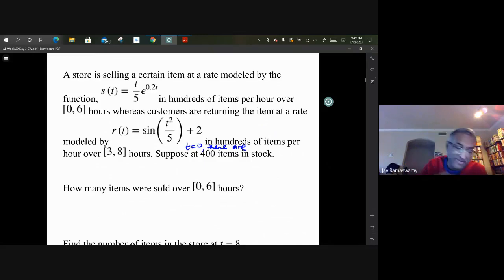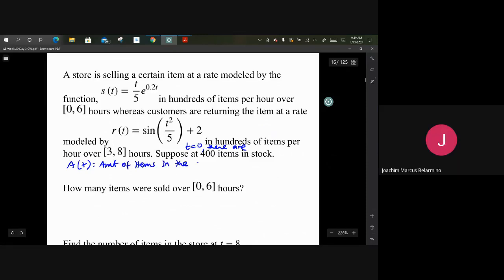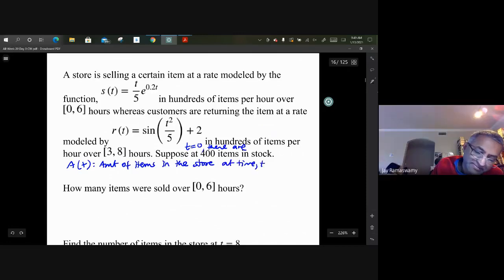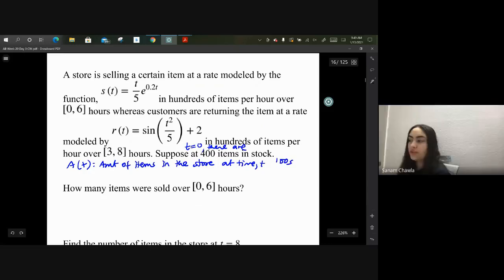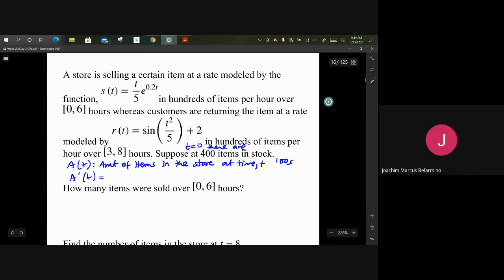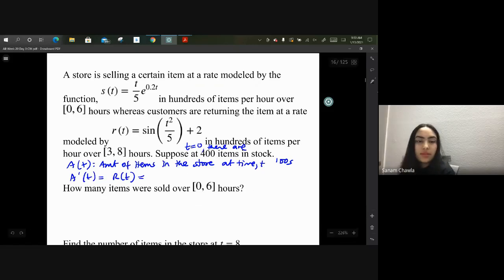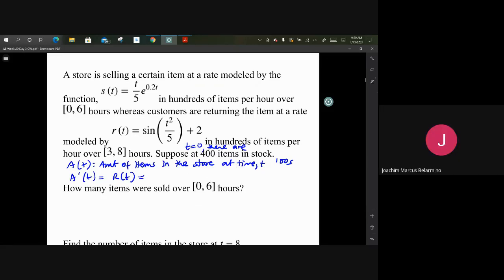Okay, let's set it up the way we did earlier. We will not write tediously. I want to accelerate. So let A of t be the amount of items in the store at time t, in hundreds, correct? The scale is hundreds. Then A prime of t is the rate of change, R of t minus S of t.